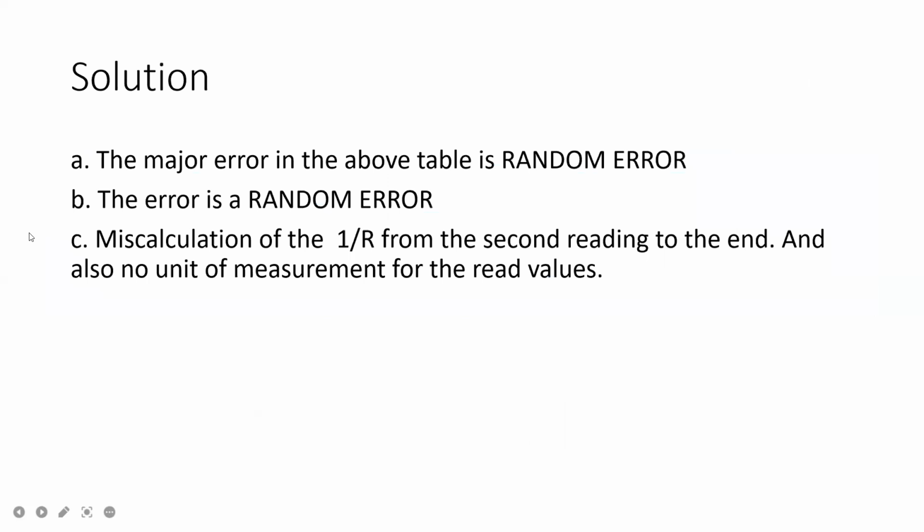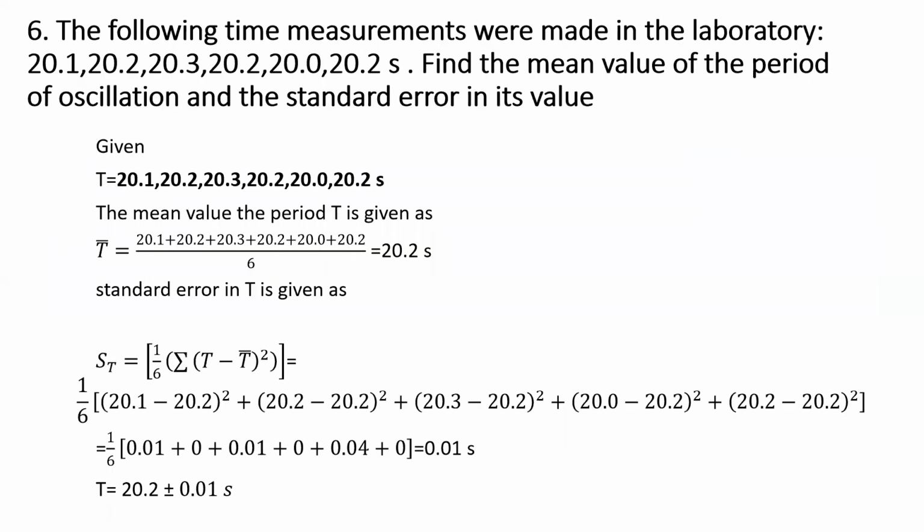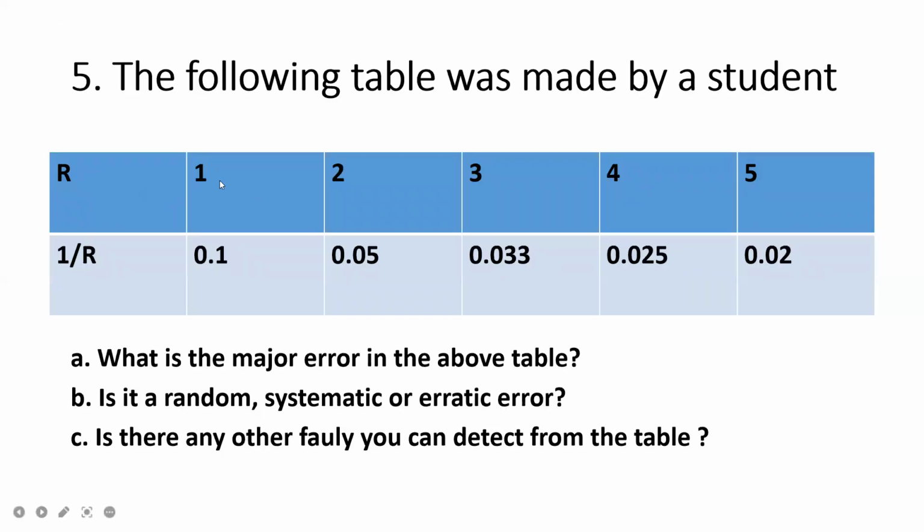Now, the first error here is known as random error. Random error, because the decimal places for 1 over r are not equivalent. So it is known as a random error. So A here, the question has been answered. Number A said the major error in the table above is random error. Now, the other fault detected from this table here is this.